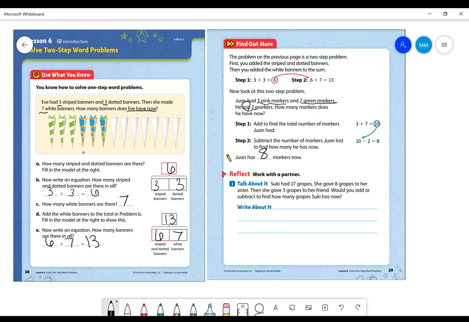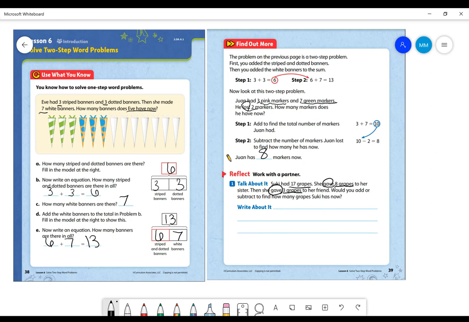All right, let's go on to our reflect. It says Suki has 17 grapes. I'm going to underline 17. She gave 8 grapes to her sister. Then she gave 3 grapes to her friend. Would you add or subtract to find how many grapes Suki has now?